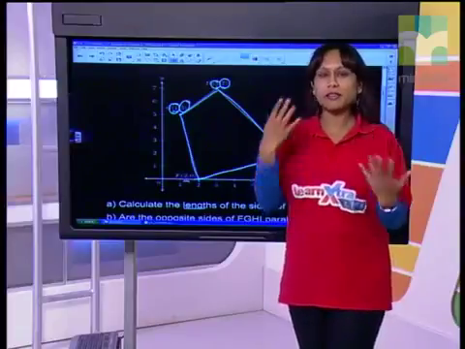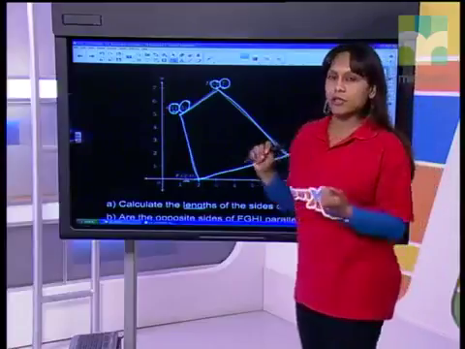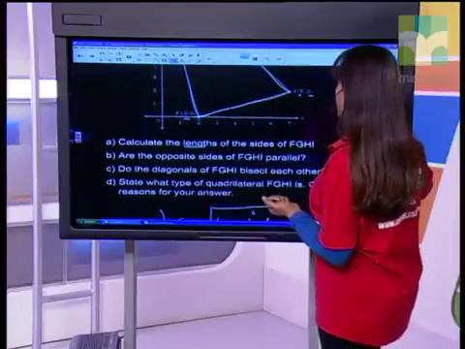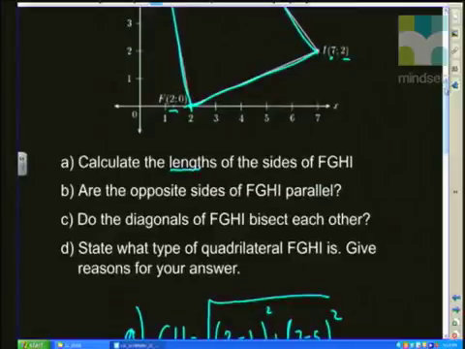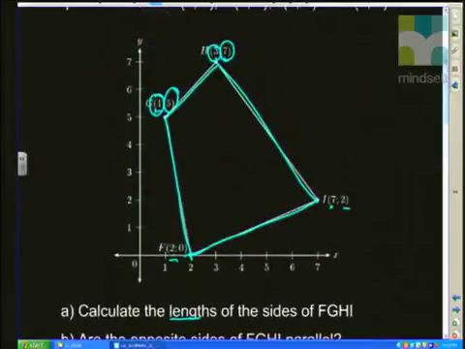Okay, so you've got to be thinking as you go through the question in preparation of the last part of the question. Part B says, are the opposite sides of FGHI parallel? Well, we know they certainly aren't equal. Let's check out the parallel.